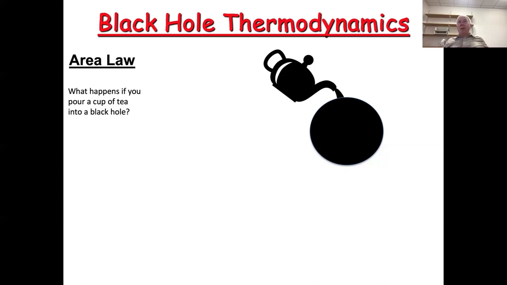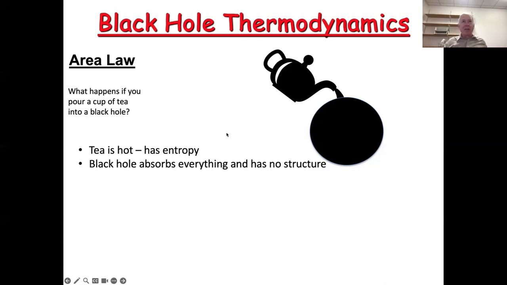And then comes the puzzle. The tea is hot, so if it were poured into a black hole, you've got a hot object making contact with a cold one, but the cold one won't get hot, which will lower the total entropy of the system and violate the second law of thermodynamics. So where does the entropy go? This became the question that puzzled people.